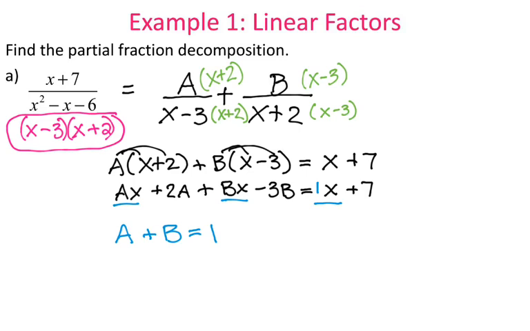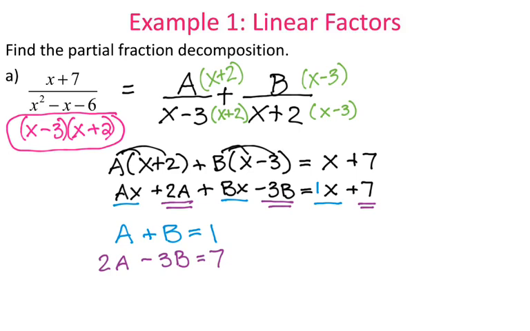Now continuing to find other like terms, I have 2A minus 3B. Neither of those terms have x's, so that means it's my constant, and that should equal 7. So I'm looking at my like terms. So 2A minus 3B should equal 7.